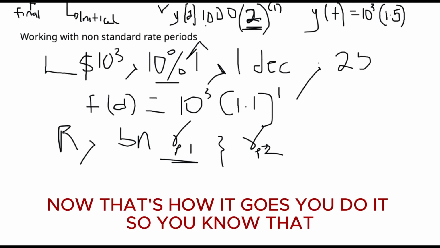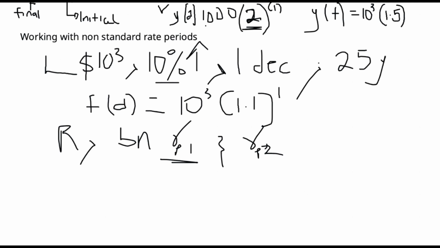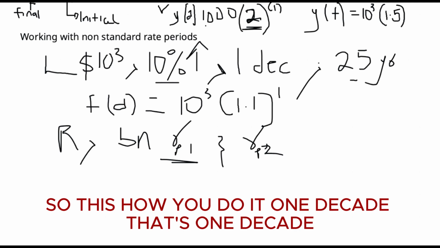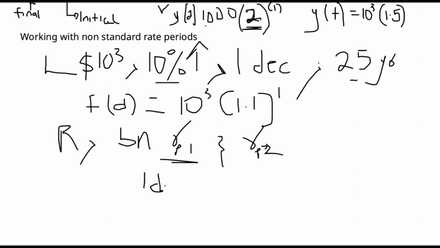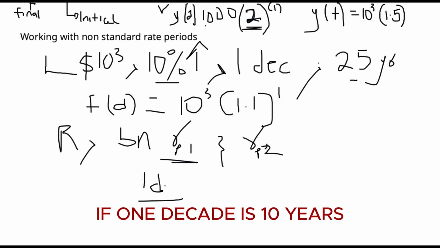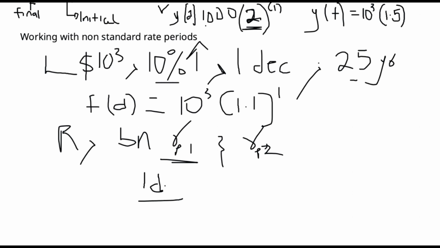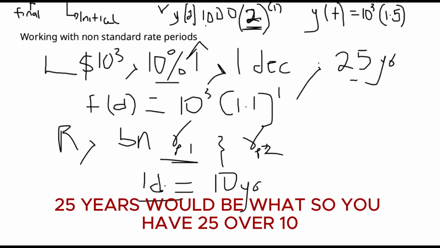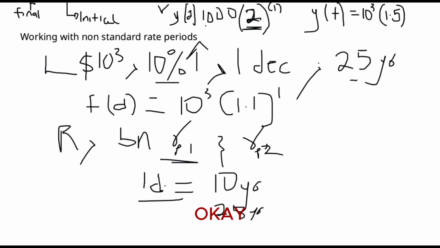So you know that if 1 decade is 10 years, then what would 25 years be? So this is it. And 25 years would be what? So you have 25 over 10.